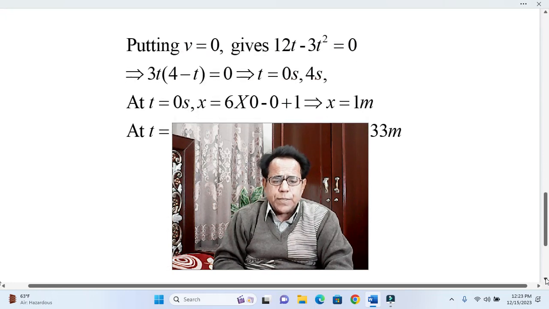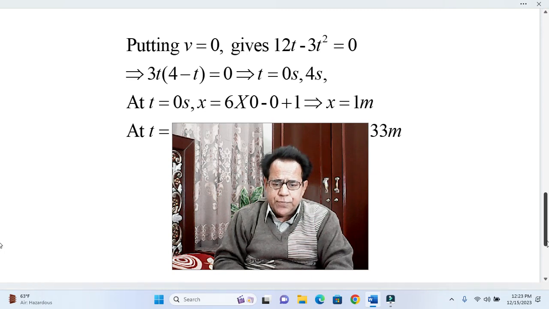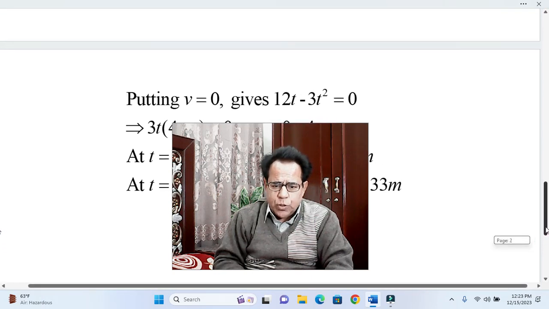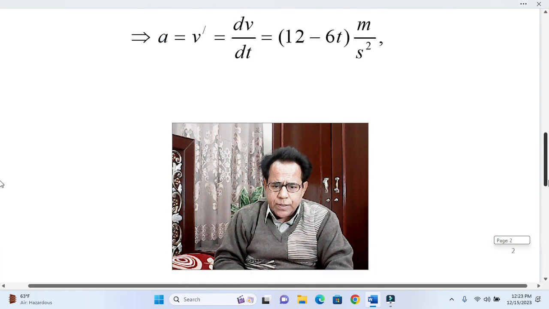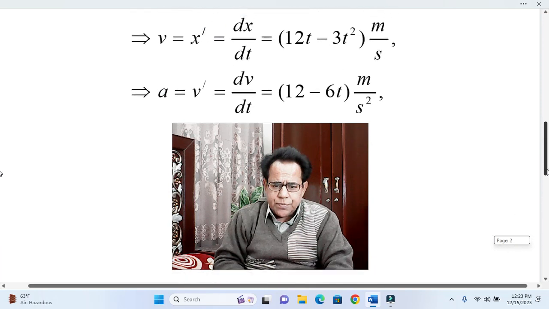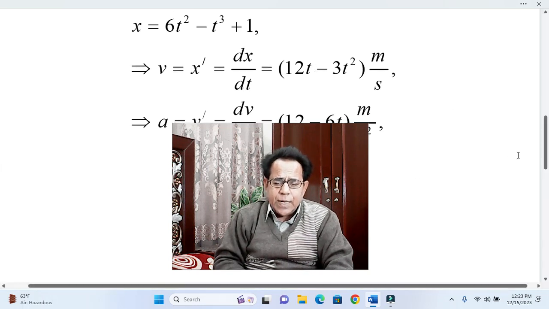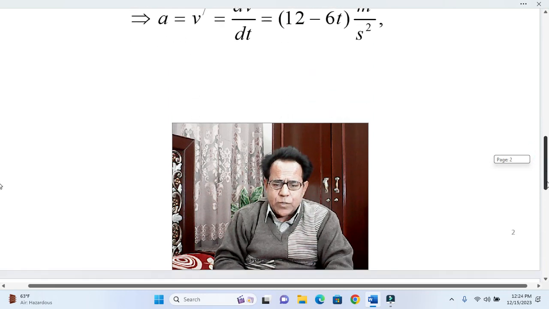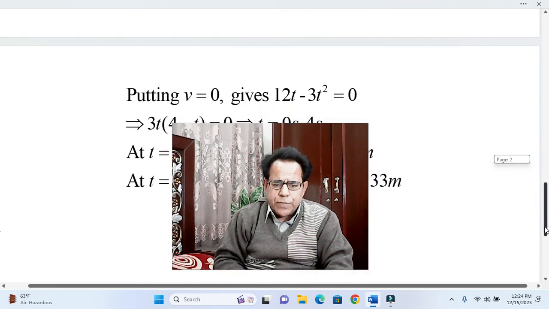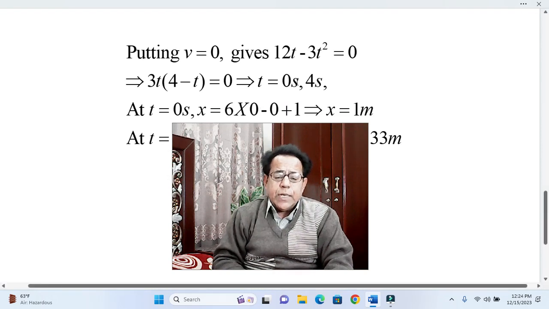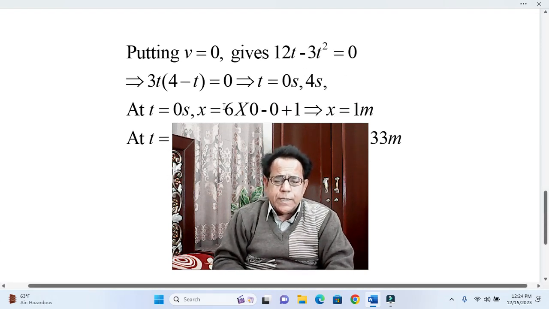Putting v equal to 0 gives, this is v, and now we are going to put it equal to 0. Putting v equal to 0 gives 12t minus 3t squared equal to 0. This implies that we can take 3t as common from these two terms. So 3t common, 4 minus t equal to 0.